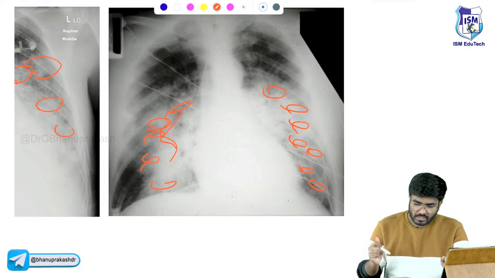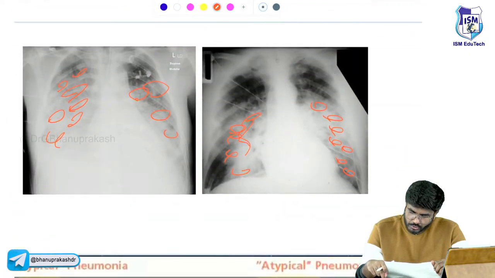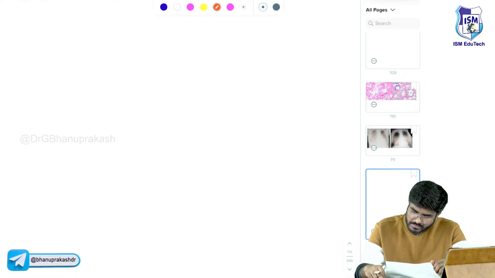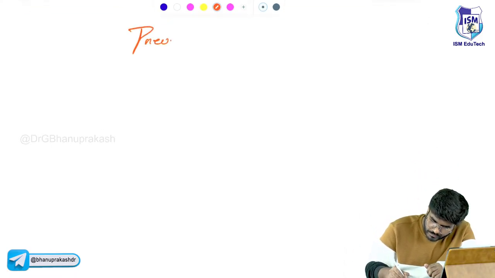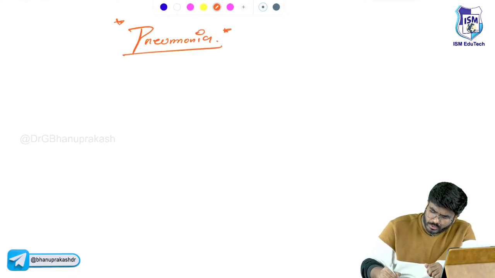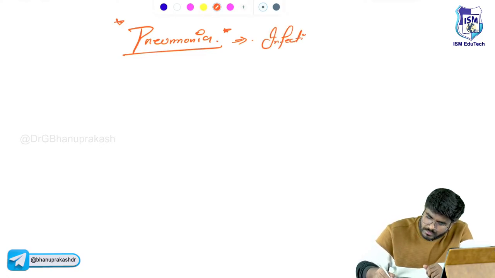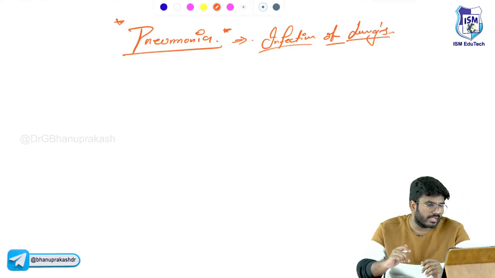Now after this, what else should you know? The last topic in this lung pathology is pneumonia. First of all, what is pneumonia? Pneumonia is infection of the lungs. Simple. Infection of the lung is called pneumonia.